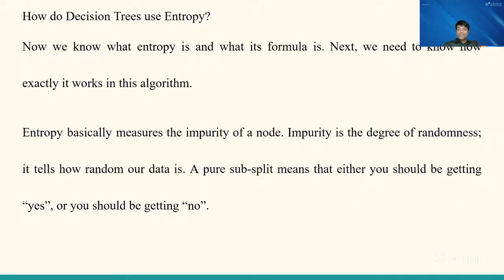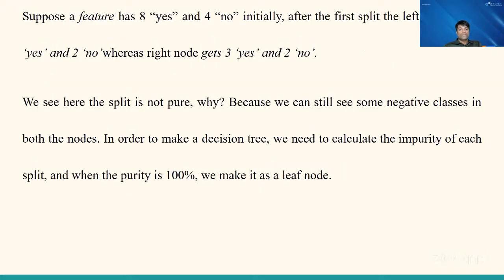Now, if our split is more pure, we should be getting either more yes or more no. If we are balanced, it is very difficult to choose which decision has to be made. That is where entropy comes into the picture. Considering the same scenario again, suppose yes is 8 and no is 4. After the split, the left node gets 5 yes and 2 no, whereas the right node gets 3 yes and 2 no. This split is not pure, because we can still see some negatives in both nodes.